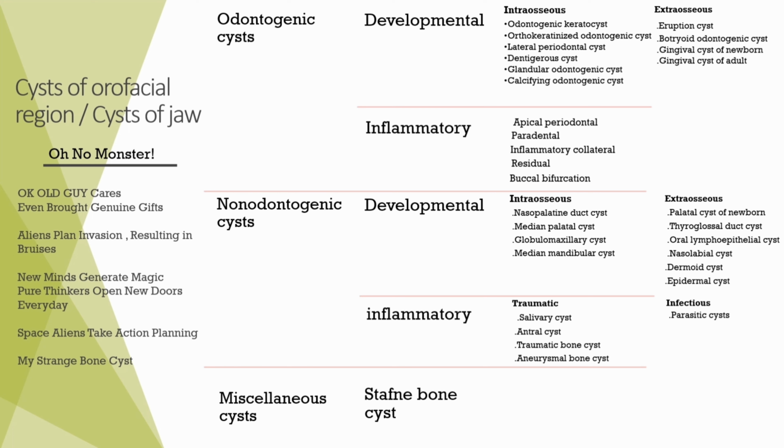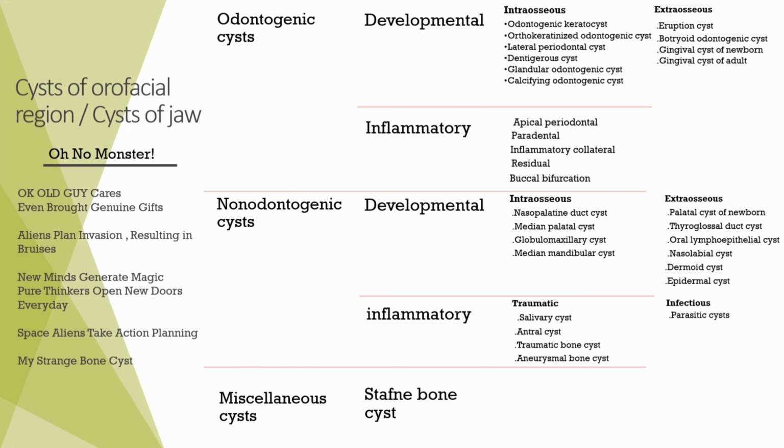Before we go into that, let's see intraosseous. Old: odontogenic keratocyst, orthokeratinized odontogenic cyst. Lateral periodontal cyst and dentigerous cyst. Guy: glandular odontogenic cyst. Cares: calcifying odontogenic cyst. Old guy cares. Now comes extraosseous, even, broad, genuine gifts: eruption cyst, botryoid odontogenic cyst, gingival cyst of newborn, gingival cyst of adult.